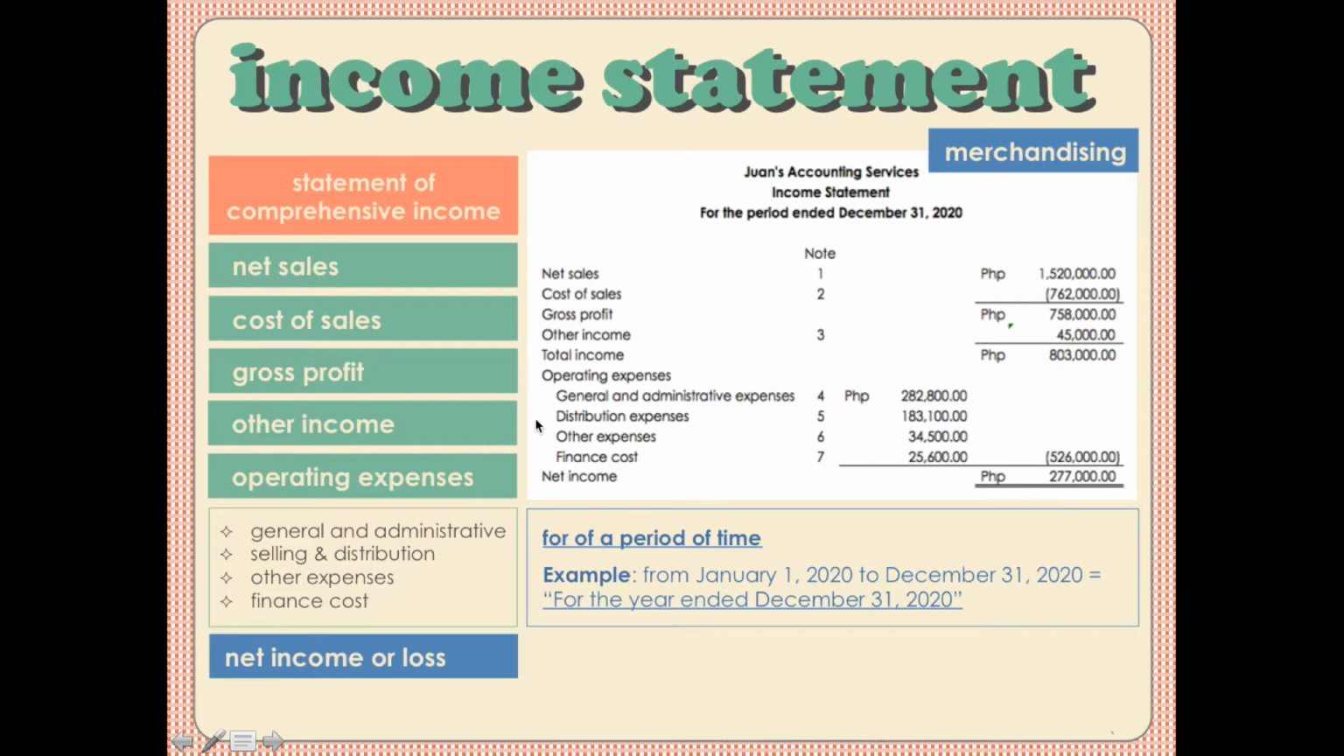Expenses are also grouped according to their functions, like general and administrative expenses, distribution expenses, other expenses, and finance cost. But similar to the service type business, we still deduct the total expenses from the total income to get the net income or loss for the period.